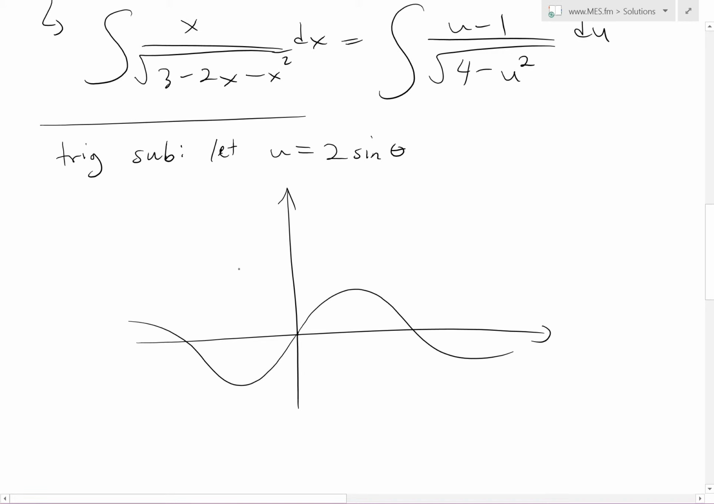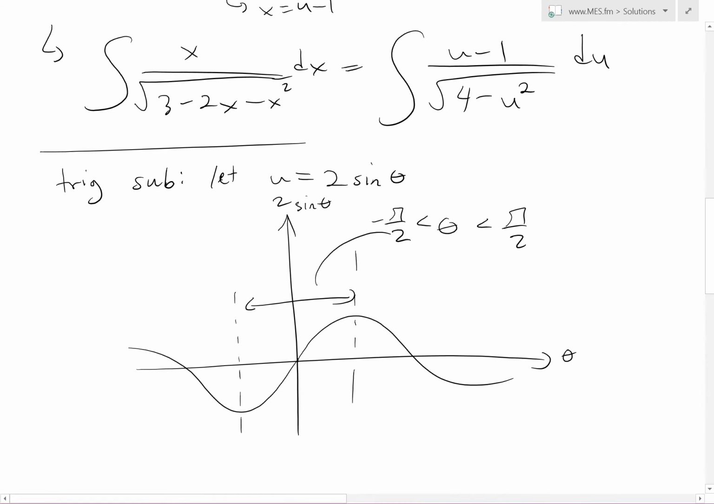And the usual one to make it a one-to-one function is from here to here. So if this is sine, I'll just write 2 sine theta, and this is theta. So theta is defined from negative pi over 2 to pi over 2. You can see my earlier video on one-to-one functions and trig substitution to see why it's this.